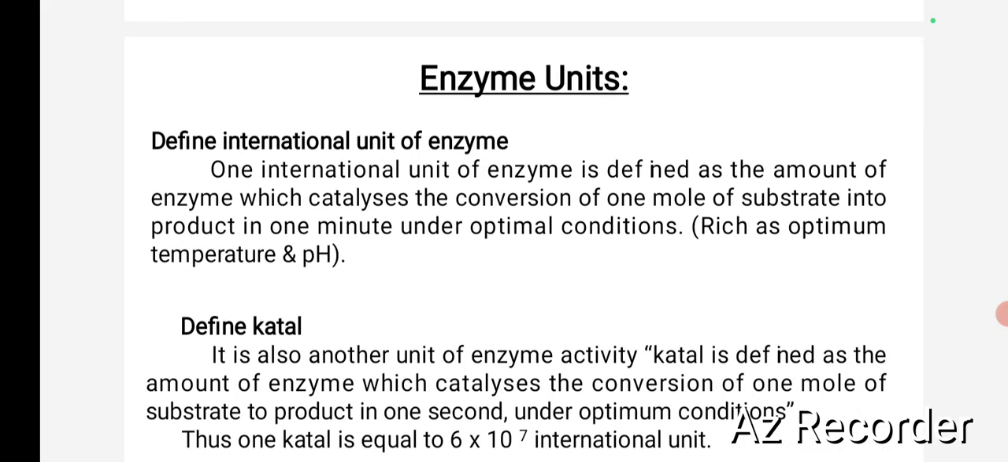Different types of enzyme units are available. First is the international unit of enzyme. One international unit of enzyme is defined as the amount of enzyme which catalyzes the conversion of 1 micromole of substrate into product in 1 minute under optimal conditions. Optimal conditions mean optimum pH and temperature.